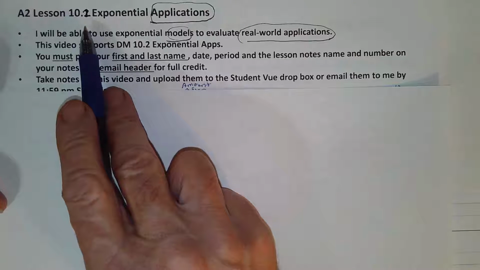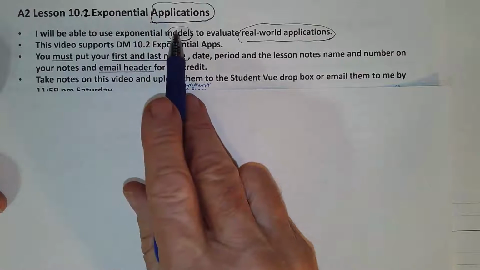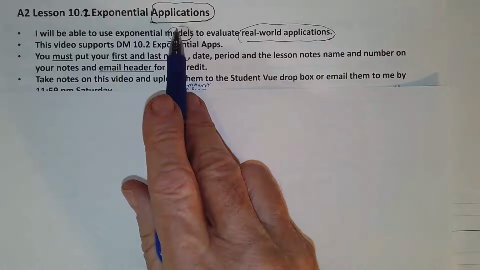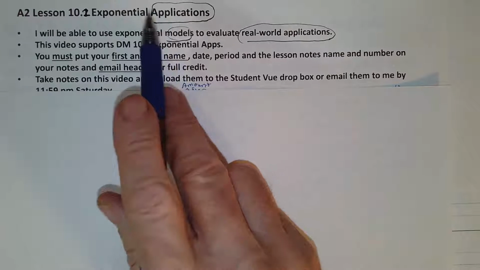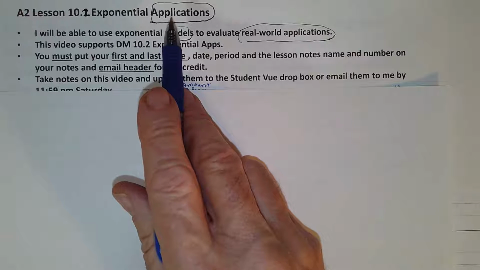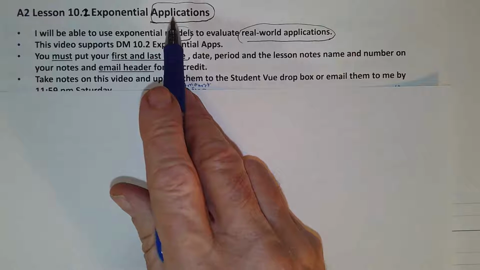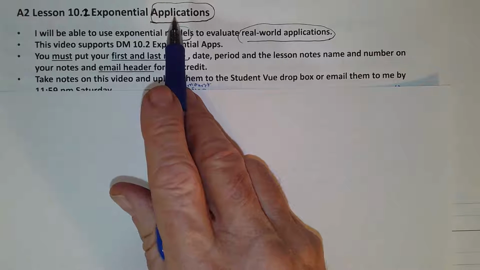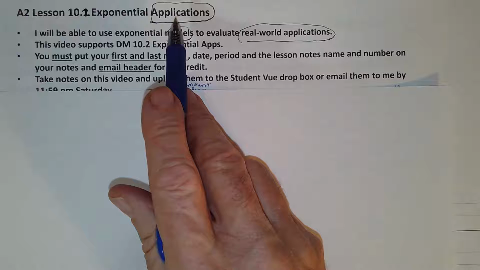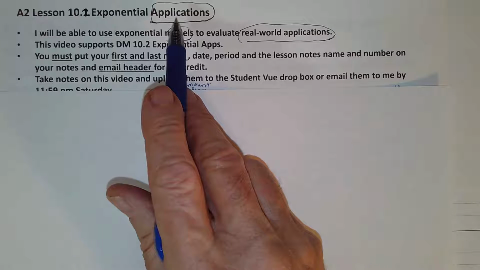So this is lesson 10.2, exponential applications, and we left off at the end of example 1 in most cases. Well, actually not quite at the end. We're at example 1B for some of the classes, and C for the other classes. I think we just started C.